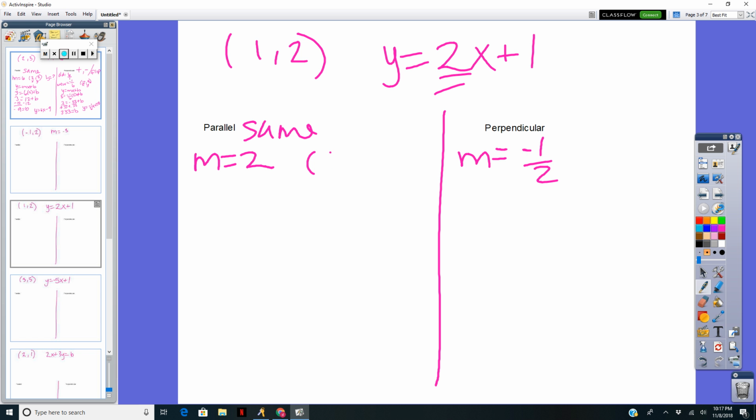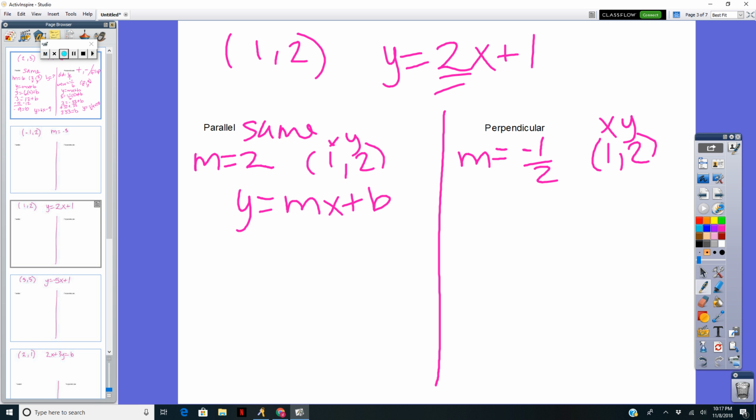Okay. You're still doing the same process, using the same point, labeling it x and y so you can plug it into the equation. Everything is pretty much the same. So y is 2, m is 2, and x is 1. And then I have 2 equals 2 plus b. And I need to subtract the 2.